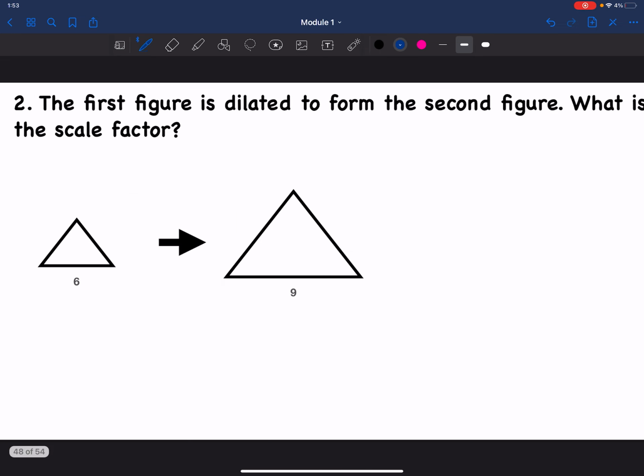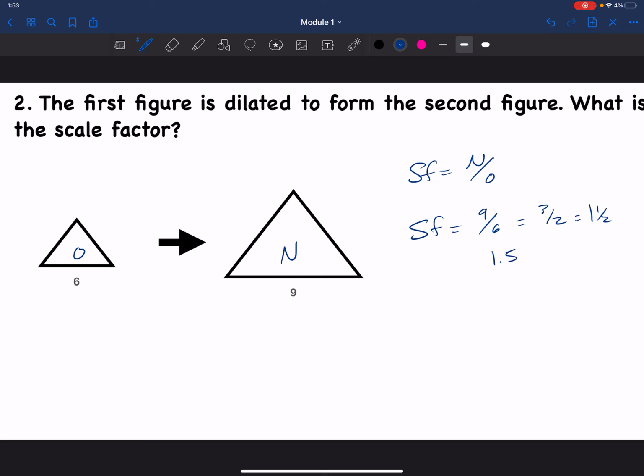The first figure is dilated to form the second figure. What is the scale factor? So again, scale factor is equal to the new over the original. Here's my new, here's my original. So my scale factor is equal to 9 over 6. And we can actually simplify this to be 3 over 2, or we could go ahead and convert that to a decimal if we wanted and make it 1.5.